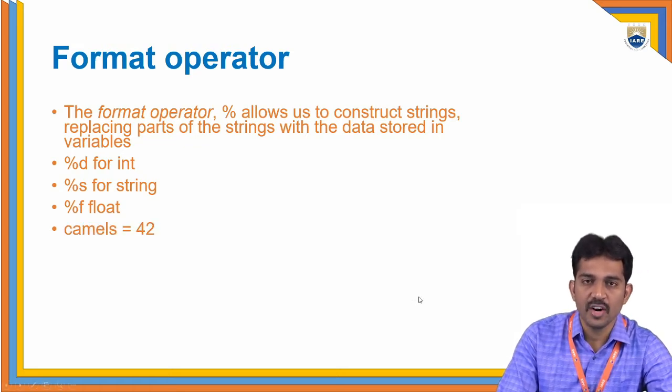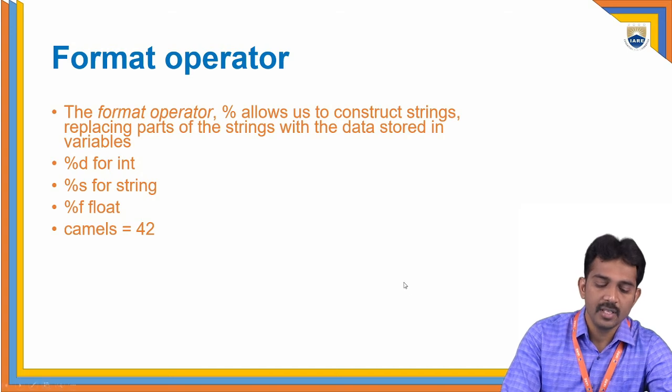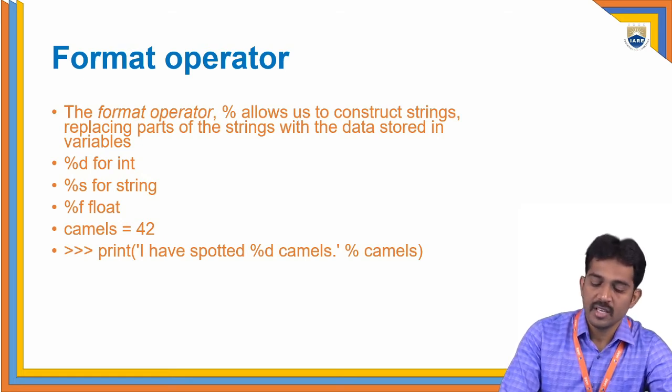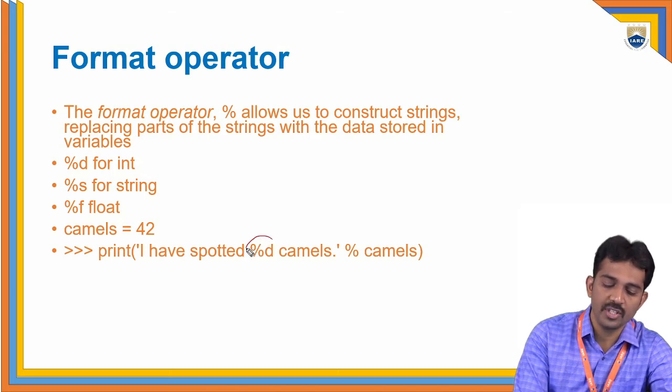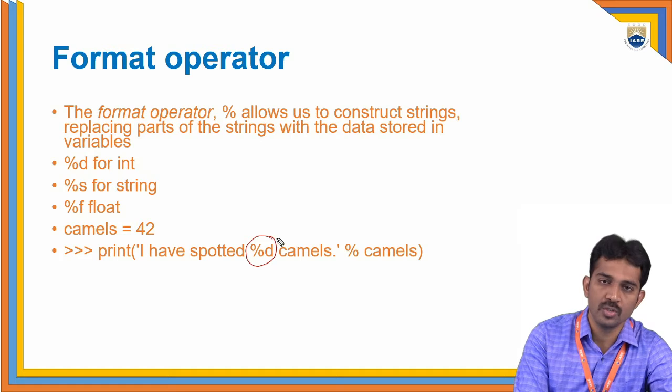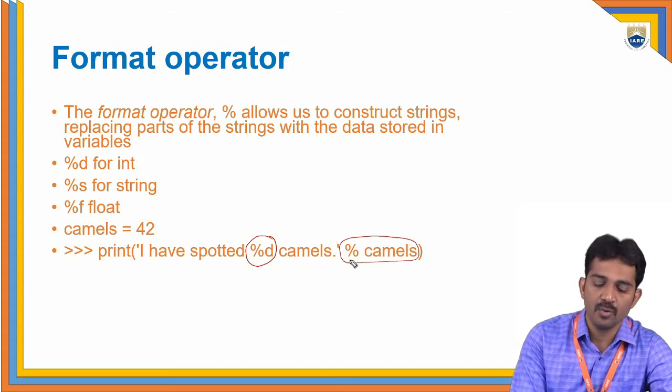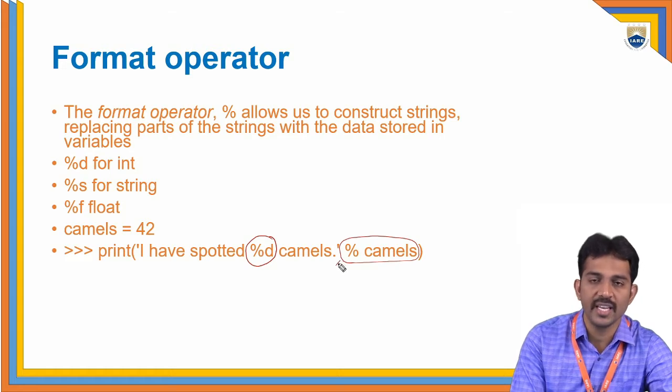For example, camel contains 42. If you want to print the data, see, print of I have spotted %d. I mean, for example, 42 camels. I have spotted 42 camels. So if you want to use that statement, wherever you want to print the 42, instead of that comma and quotes, use %d. And after that, don't use any commas here. You just write by default, simply using percent with the variable name. Normally in C language, you may be habituated to use commas, but don't use any commas here.